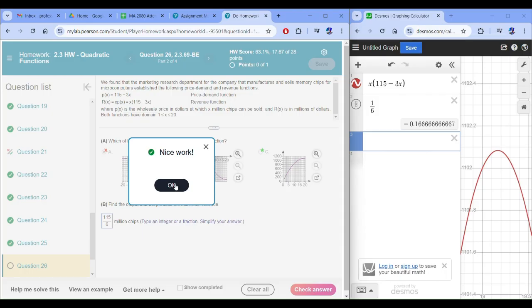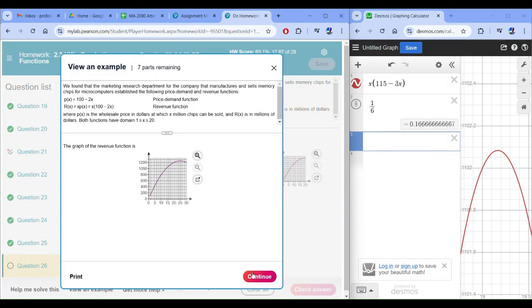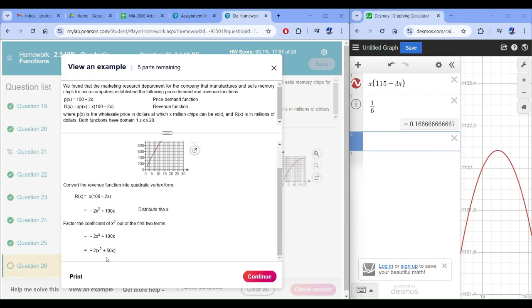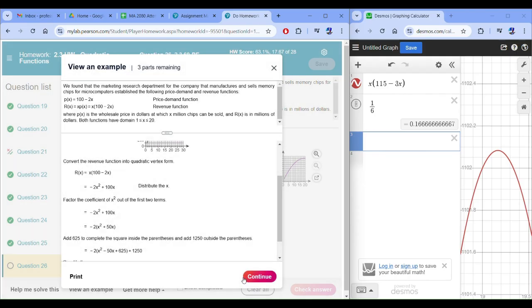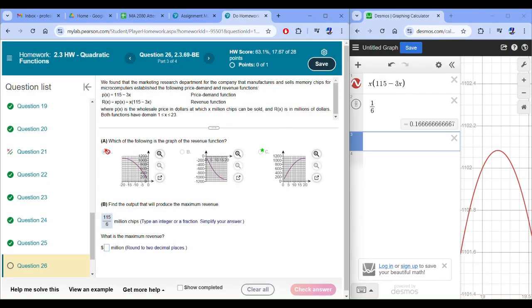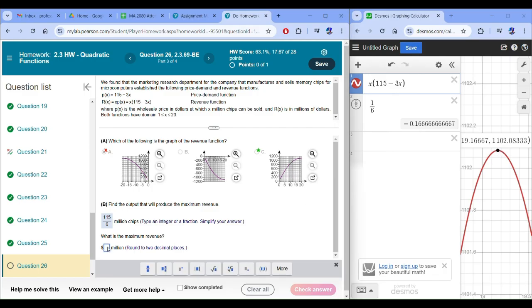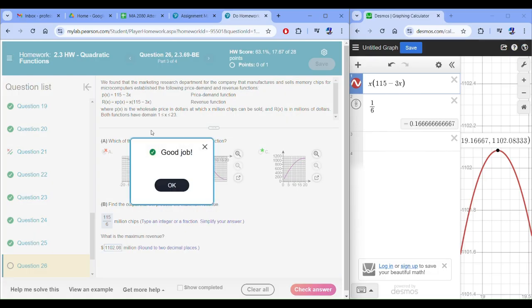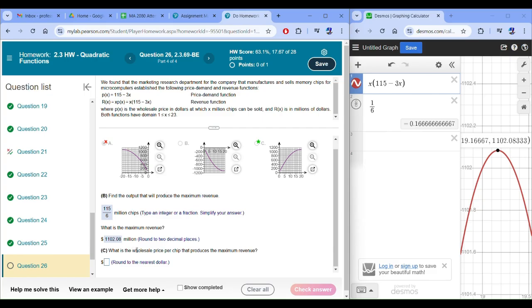So, there's a formula for the axis of symmetry. Negative b over 2a. You could distribute through x and get it in vertex form, or you could just do negative b over 2a. That gives you the value. Negative b, which would be negative 115 over negative 2 times 3, which is 6. And then our maximum value, rounded to 2 decimal places, is going to be 1102.08 million dollars.